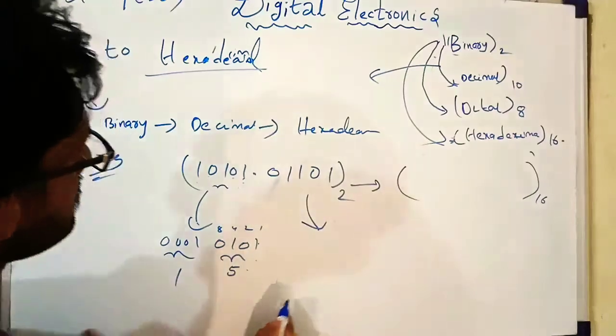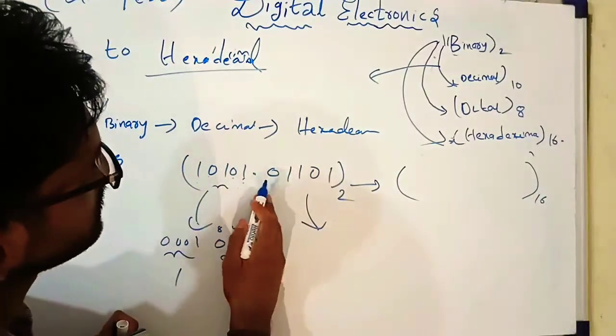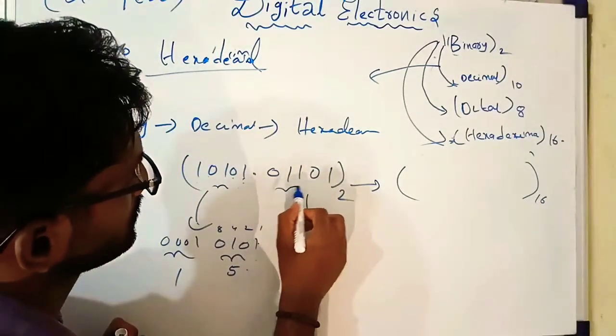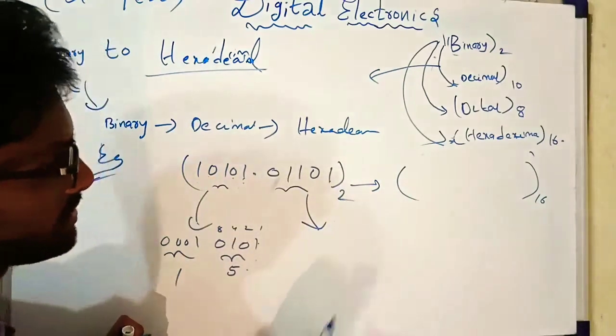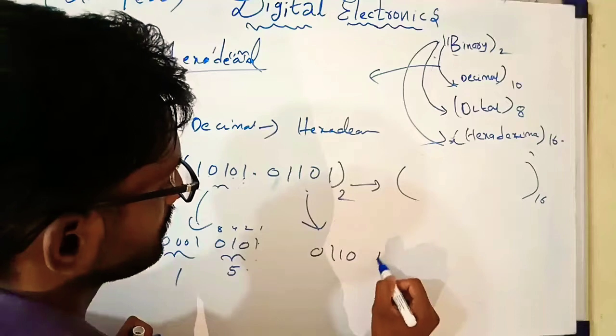And for decimal part, need to travel from the left side to right side. Take 4 bits, 1, 2, 3, 4. And after 1 there are no digits, so add 3 zeros. 0, 1, 1, 0. After 1, add 3 zeros.